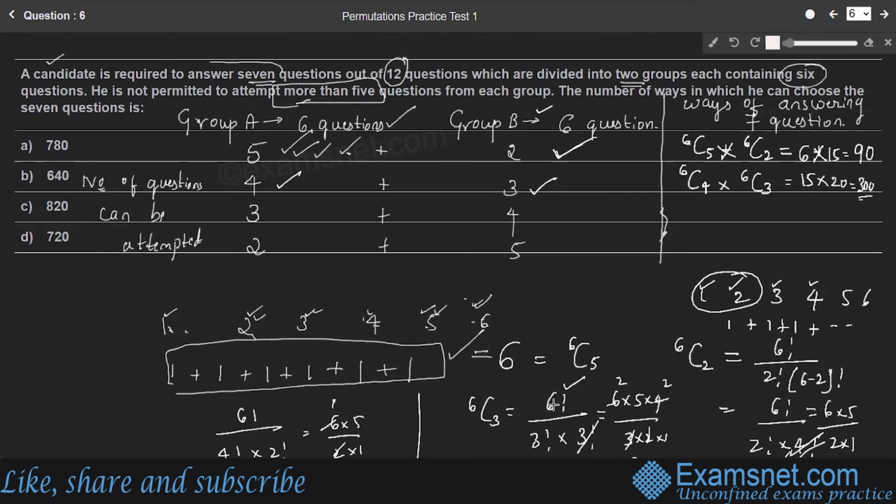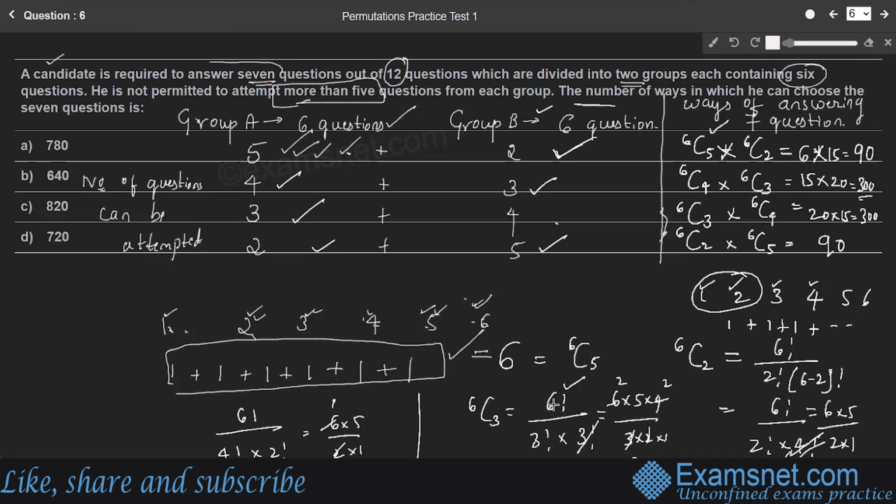And also in the third case, out of 6, the person has to choose 3 questions. There are 6C3 ways to choose 3 questions into 6C4 ways to choose 4 questions. So both are the same. Second case and third case will be the same, which is 20 into 15, again it is 300. And in the fourth case, the person can choose 2 questions in 6C2 ways into 6C5 ways from group B. So same as in the first case, here also there are 90 ways to choose 7 questions together from A and B.